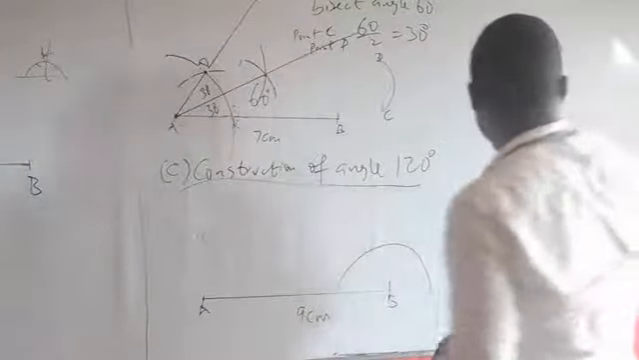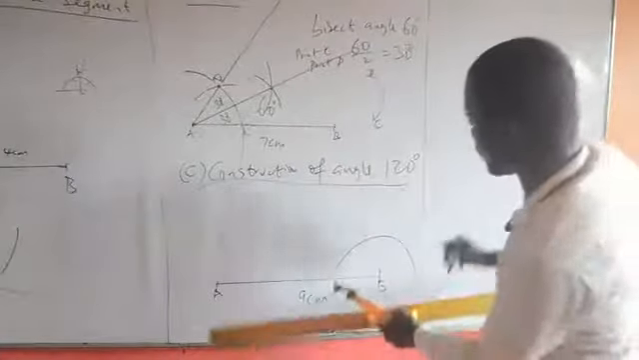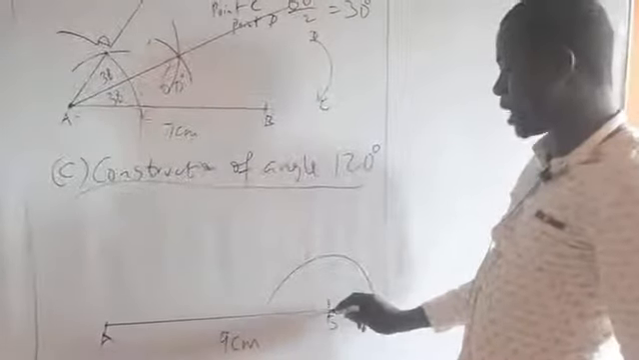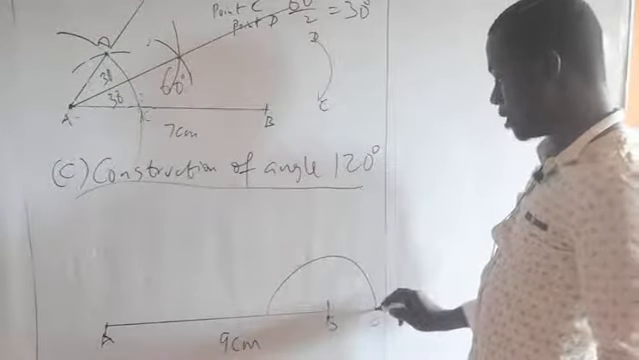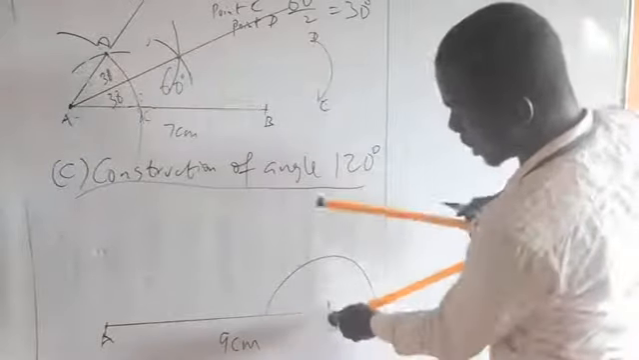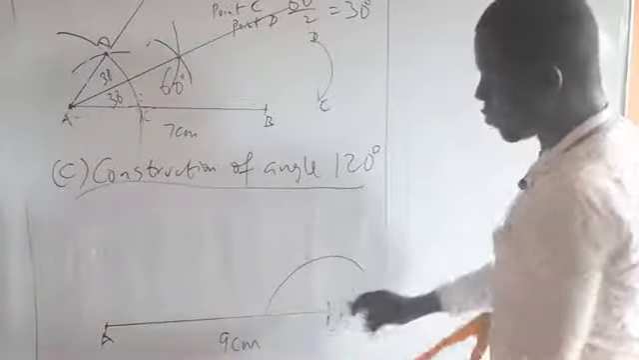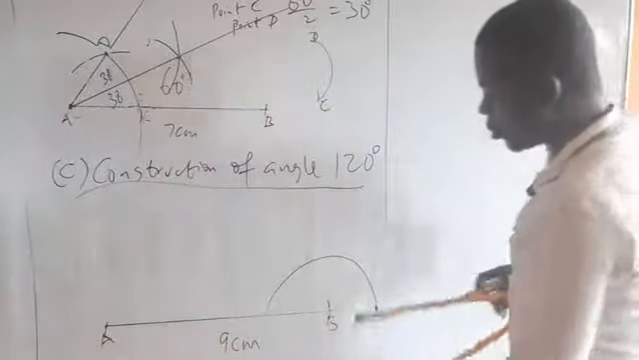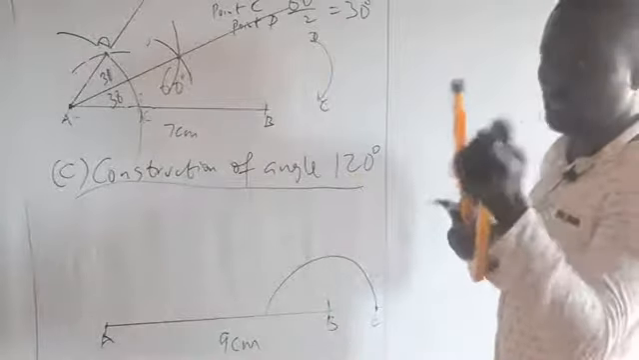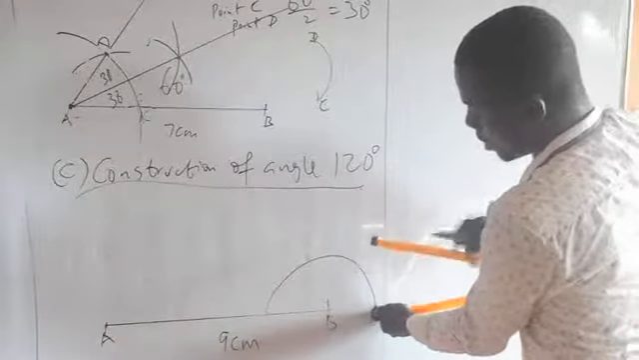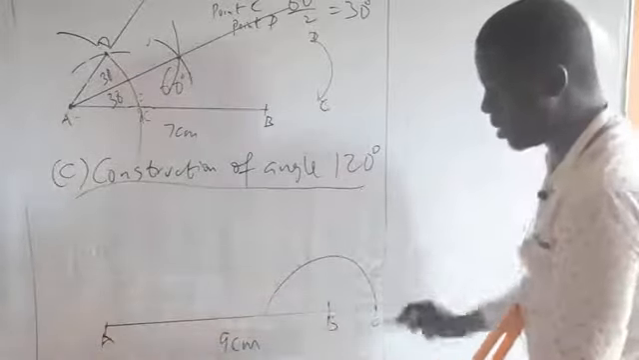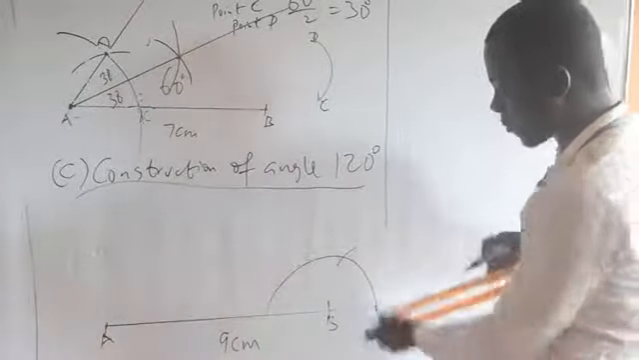If you have done that, you now extend this line with a ruler. After that, this line that you have extended, let me call it point C. I put the compass at center B and drew a semicircle. The semicircle goes beyond the line, so I have to extend the line to meet the semicircle here. With that same radius, don't reduce it, put it at center C and cut the semicircle back, at the point where the semicircle meets line AB. So, cut it from here.